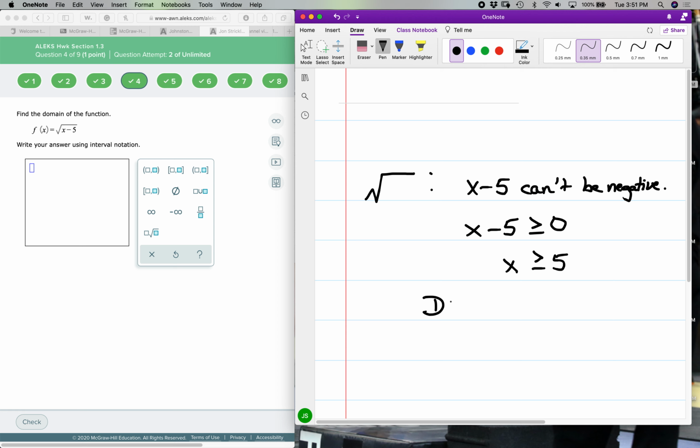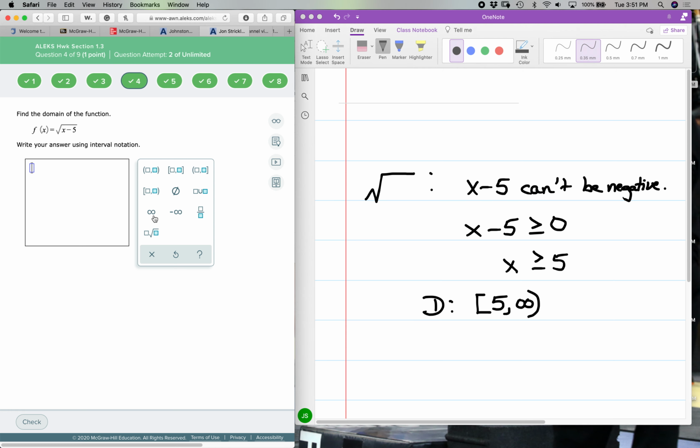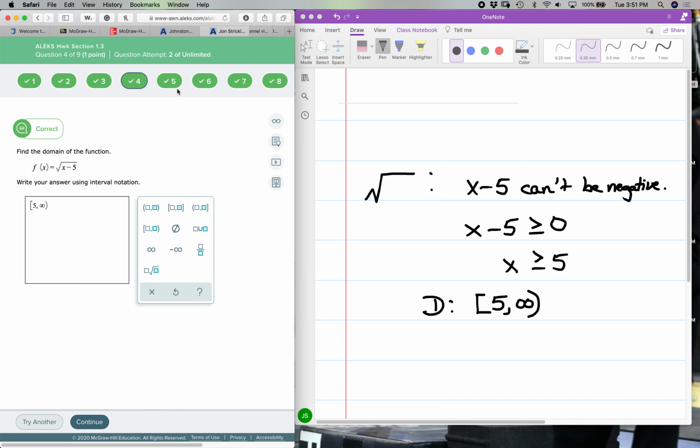And so for the domain in interval notation, we have going from 5, including 5, out to infinity. Just taking what we have here and writing it, going from 5 and approaching infinity, checking the result, and that is correct.